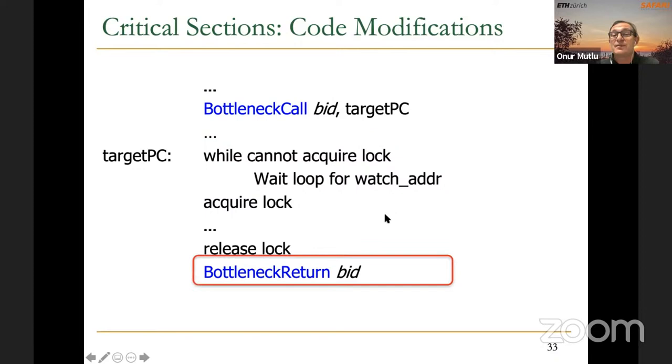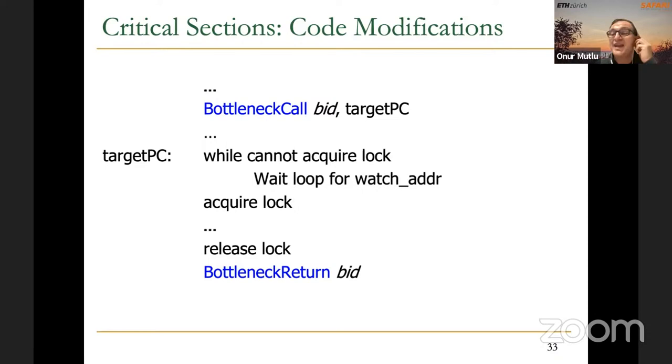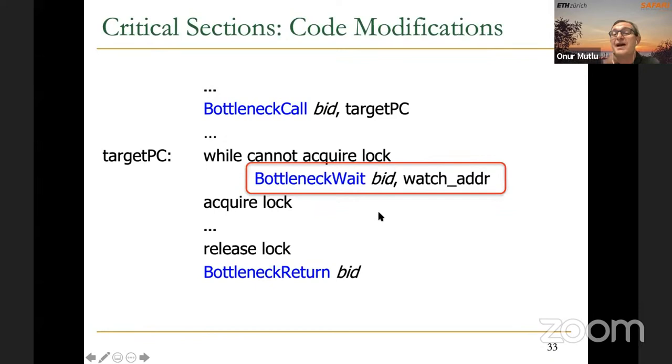Now, how are we going to implement waiting? We need to keep track of how much waiting this bottleneck causes. For that, we introduce another instruction. Basically, instead of having instructions that wait for the loop, we have a specialized bottleneck wait instruction with a bottleneck ID and a watch address.